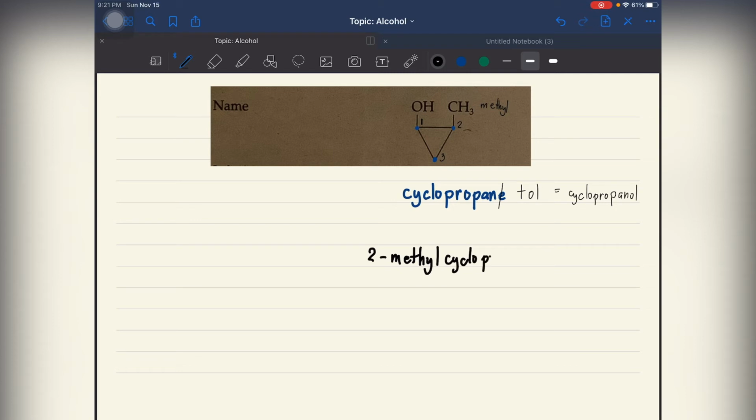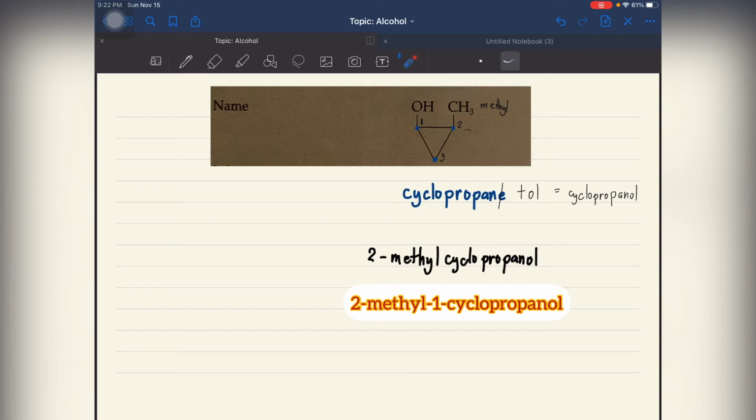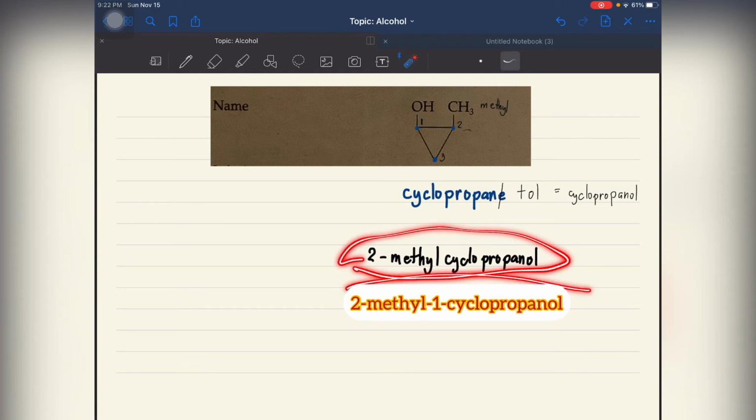cyclopropanol. Pero pwede rin ganito. So, we also have here 2 dash methyl dash 1 dash cyclopropanol. Itong isa na to, itong first one, itong second one, they are just the same. So, minsan kasi kapag may nakalagay na dyan na 1, understood na yan na parang wala. So, pwedeng gamitin ito and pwede rin ito. You can use either of them.